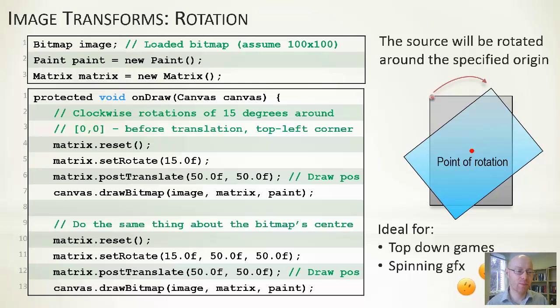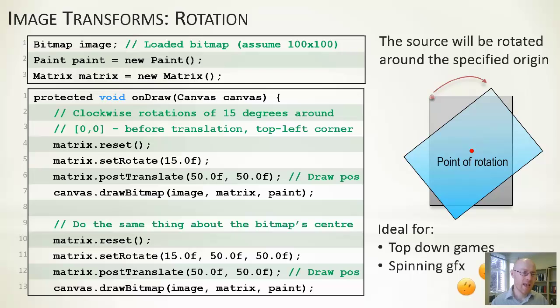Line 5 then is where we set the rotation, a value of 15. The important thing to recognize here, depending on what sources you're reading online, is that there are different aspects of rotation. Mathematically, if you consult most game programming texts, the amount of rotation is in terms of radians, whereas the value within Android is in terms of degrees. So 15 in this case means 15 degrees. You have 360 degrees in a full rotation, or 2 pi radians if measured in radians. But Android uses degrees.